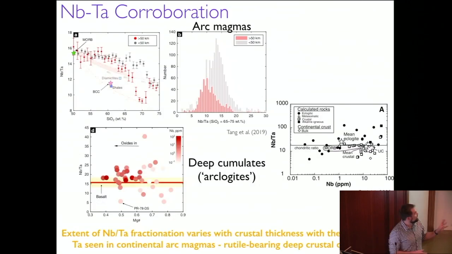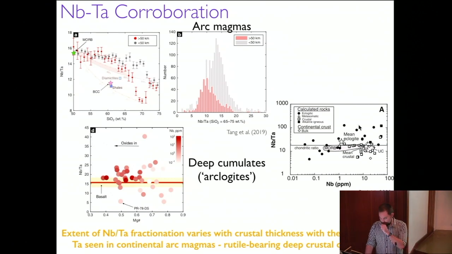There is also, just to end off with, an interesting corroboration that was published, I think, a few months ago or a week ago, and that comes from trace elements, particularly in arc magmas and deep cumulates. And the authors of this paper decided to call these deep cumulates arclogites, which is a bit of a strange word and probably not appropriate or responsible to quote again. But they were looking at the niobium and tantalum concentrations in arc magmas versus deep cumulates.